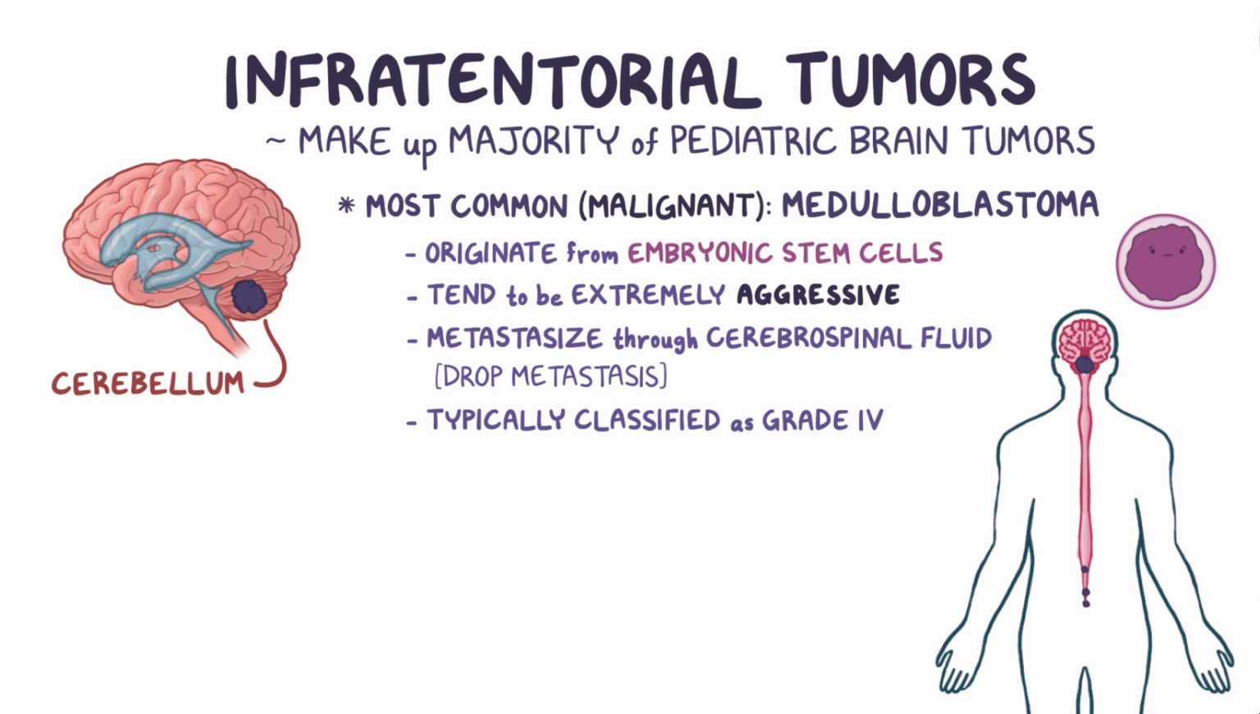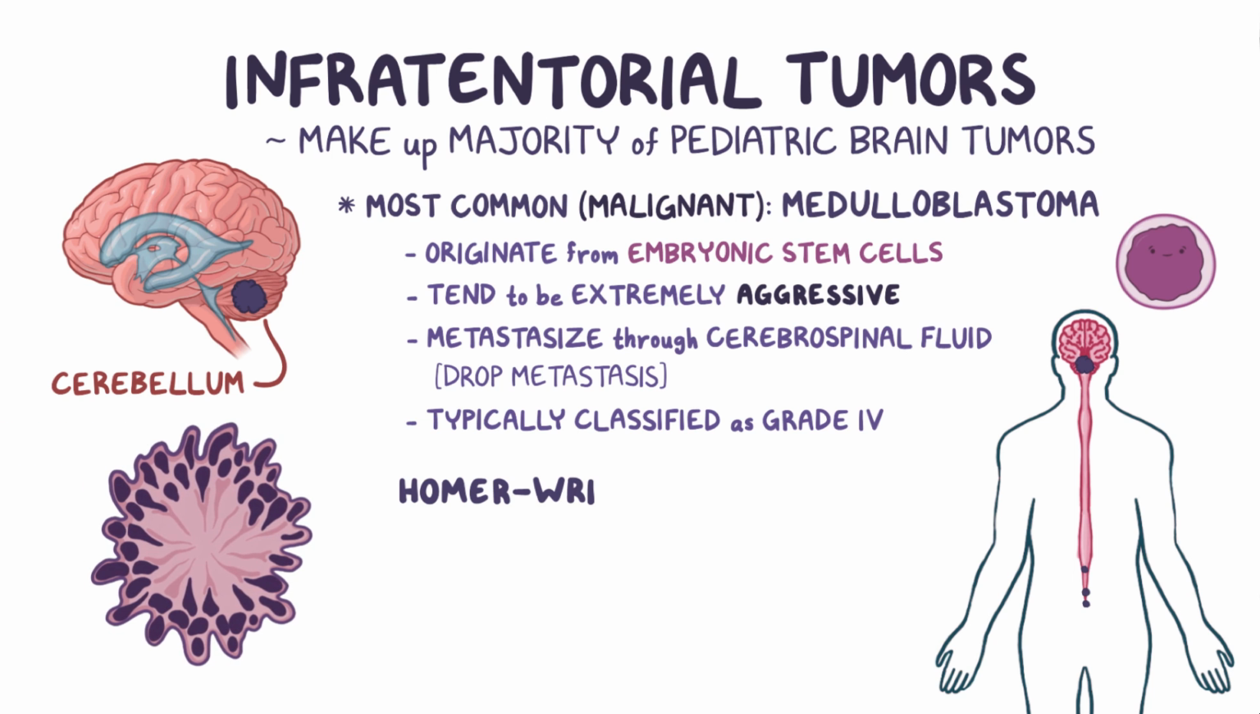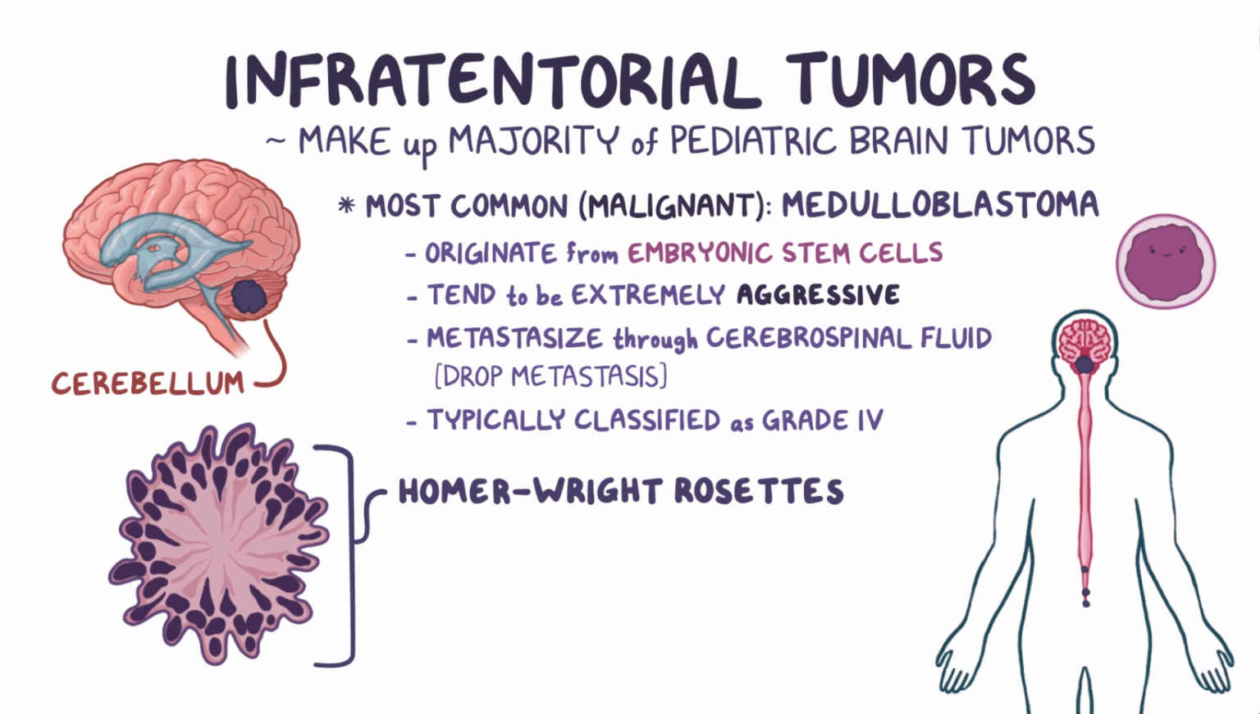Histologically, medulloblastomas often have a feature called Homer-Wright rosettes, which are dense tangles of neurons and neuroglial cells surrounded by ring-like structures formed by tumor cells.